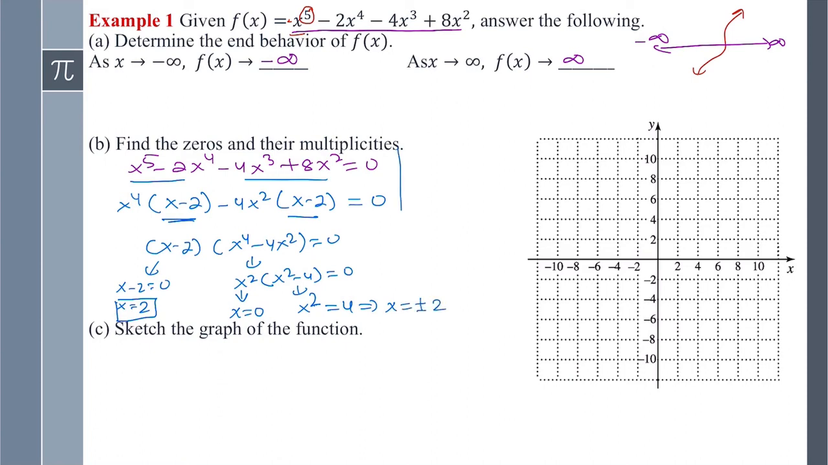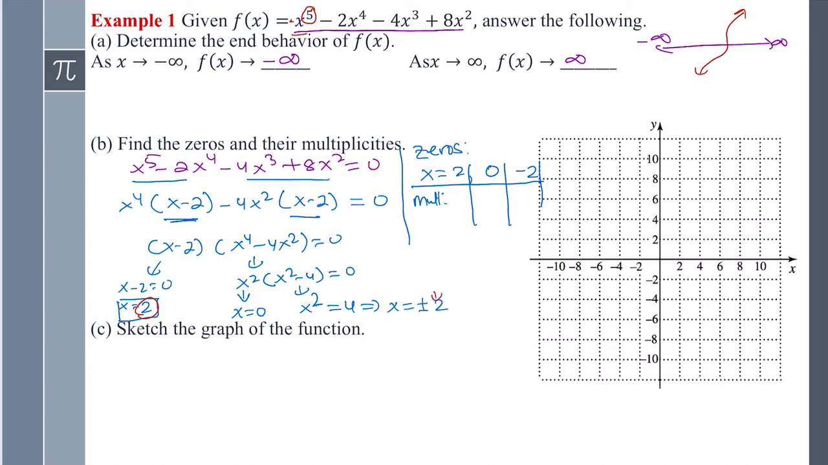Now the zeros for this polynomial are x equals 2, x equals 0, and x equals -2. These are the zeros, okay? Now the multiplicity for them. If you look at 2, we have (x - 2) twice here, so we get two zeros that are 2. That means this has a multiplicity of 2.